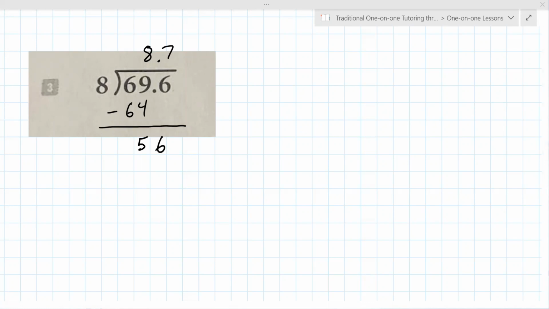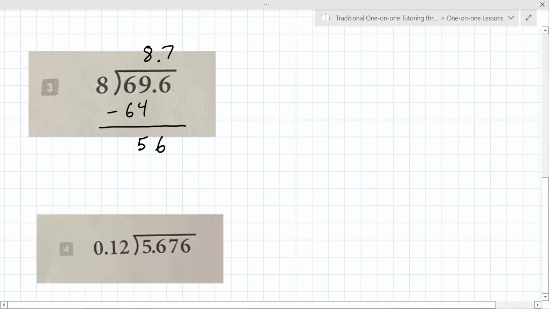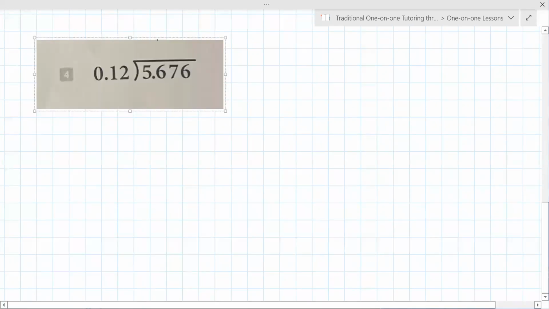And then number 4, move the decimal over 2 times. Then 12 can go into 56. So are you on to the next problem here already? Okay, yeah, so 12 into 56. That's a little bit more difficult, but you go 12, 24, 36, 48. Try to figure out the one that goes into it. So I think that would be 4.